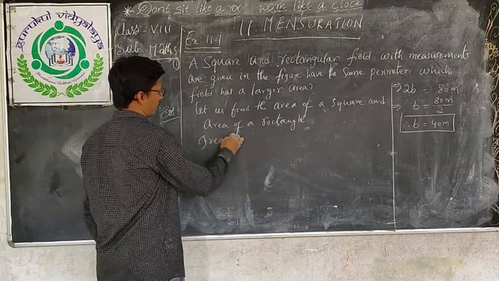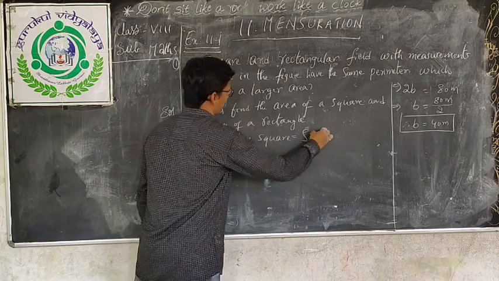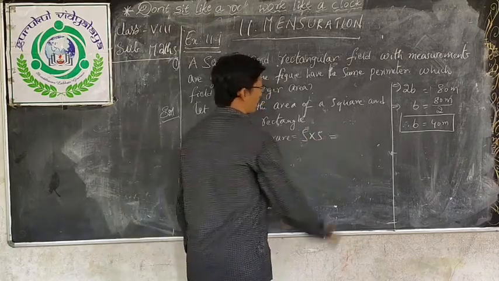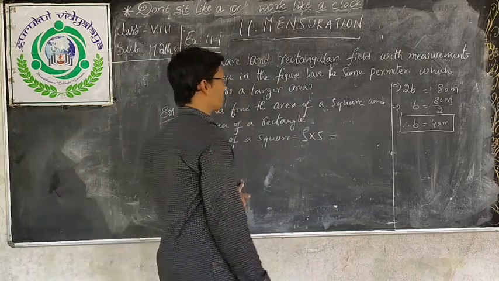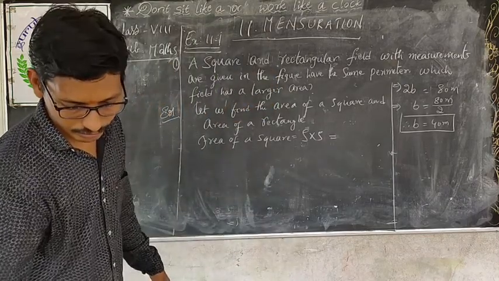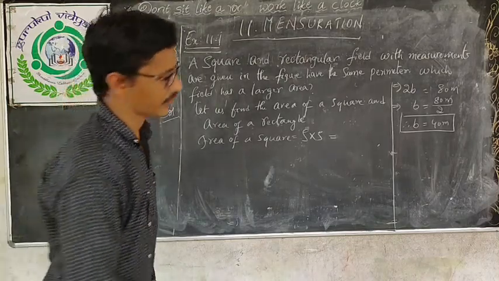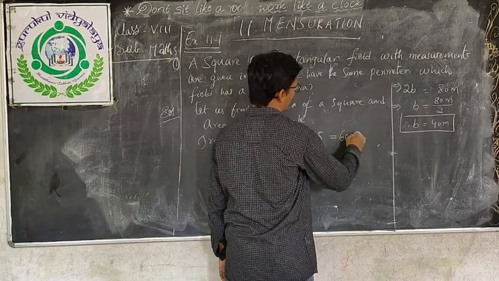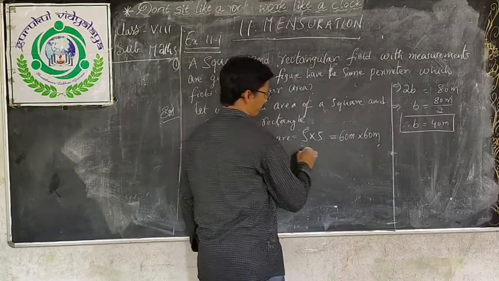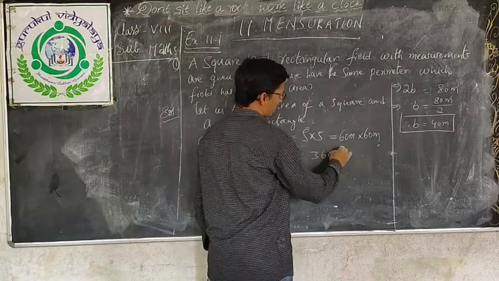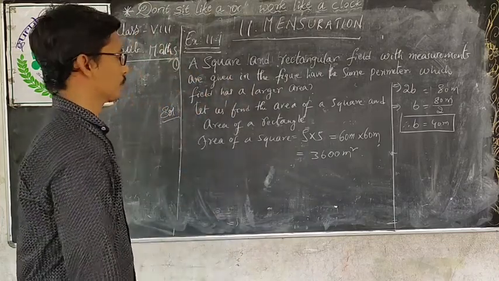Area of a square is equal to side into side. What is the side? It is given already: 60 meters. Side is 60 meters. So 60 meters into 60 meters. 6 sixes are 36, and 2 zeros. So 3600 square meters is the area of the square.